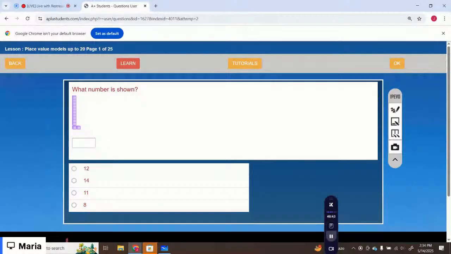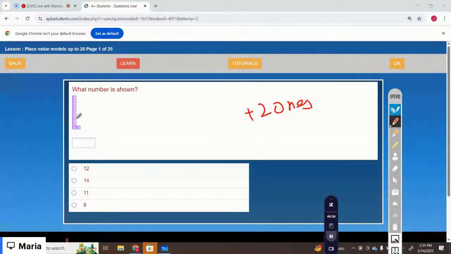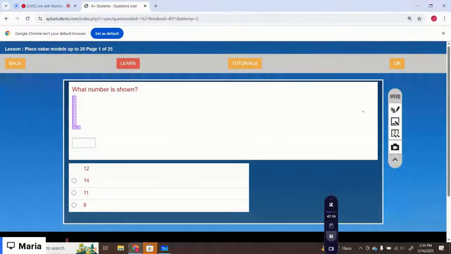What number is shown? We're given the model. We need to see what number is shown. You are given two small single squares that represent ones, right? So we have two ones and we have one bar that represents 10. So we have one ten and two ones. One ten and two ones together make 12. Option number one is the correct option. That is 12.